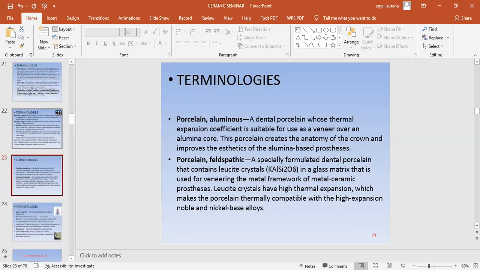Next, porcelain aluminous. A dental porcelain whose thermal expansion coefficient is suitable for use as a veneer over an alumina core. This porcelain creates the anatomy of the crown and improves the aesthetics of alumina-based processes. Then comes porcelain feldspathic, a specially formulated dental porcelain that contains leucite crystals, that is potassium aluminum silicate, in a glass matrix that is used for veneering the metal framework of metal ceramic prostheses. Leucite crystals have high thermal expansion, which makes the porcelain thermally compatible with high expansion noble and nickel-based alloys.